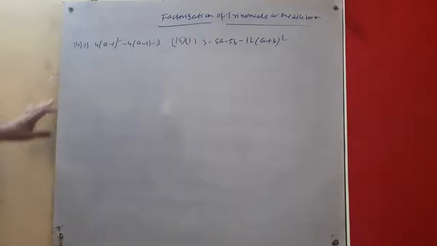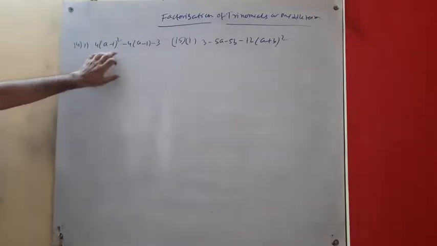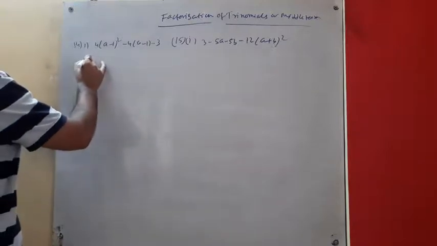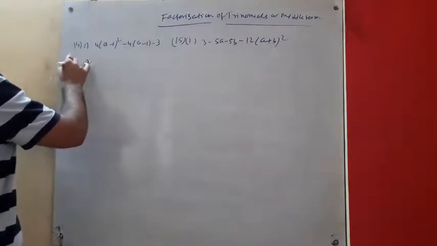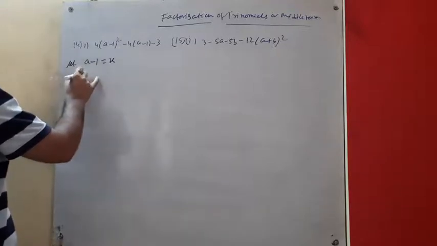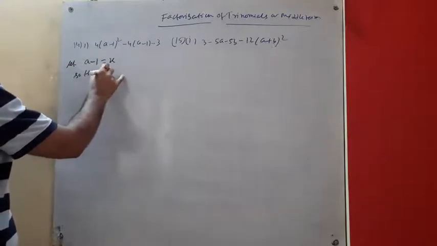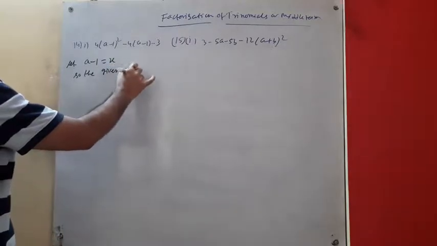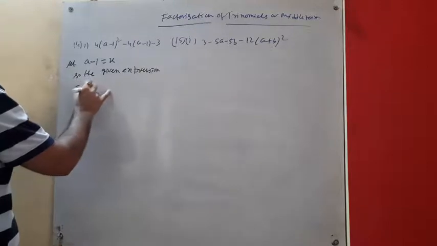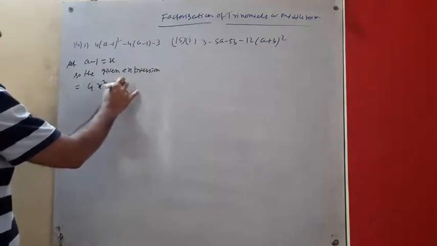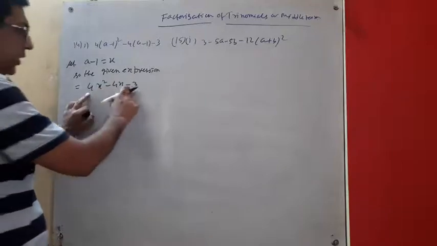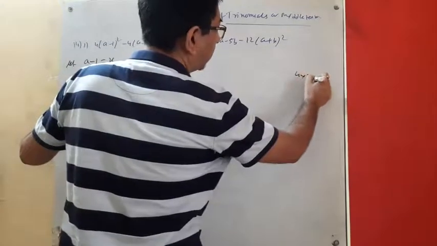Look, 4(a − 1)² − 4(a − 1) − 8. This type of sum is better done this way. Let a − 1 = x. So the given expression is 4x² − 4x − 3, right? Now this is the middle term. So 4 into 3 is 12.